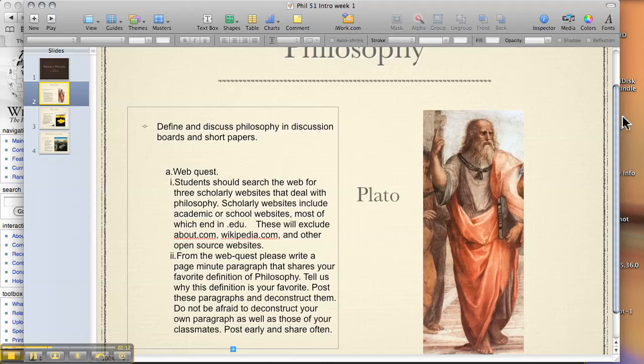From the web quest, I'd like students to prepare a one-page, one-minute paragraph that shares your favorite definition of philosophy. Tell us why this definition matters to you, why this definition jumped out at you. And then I'd like you to deconstruct each other's work. I'd like you to deconstruct your own work. For example, you could say something like, I like this definition of philosophy. However, I notice that it's also limited, but I like it for the following reasons nevertheless. Students should post early and share often.